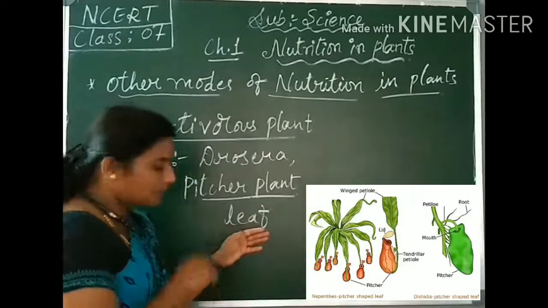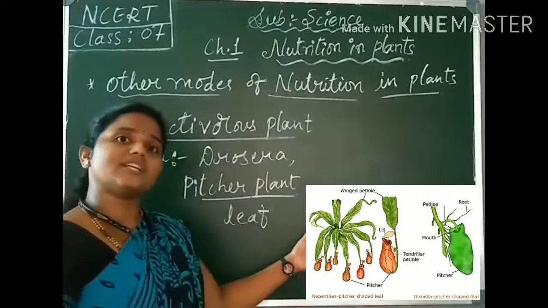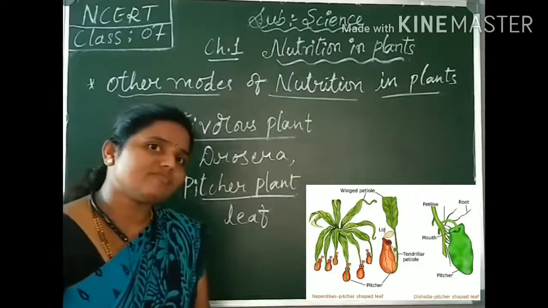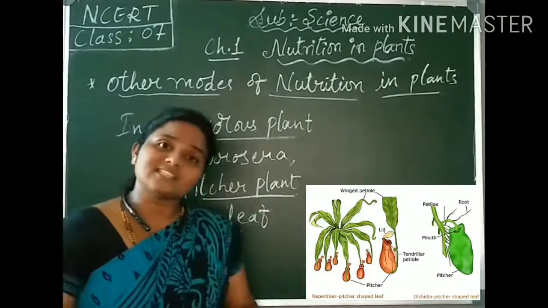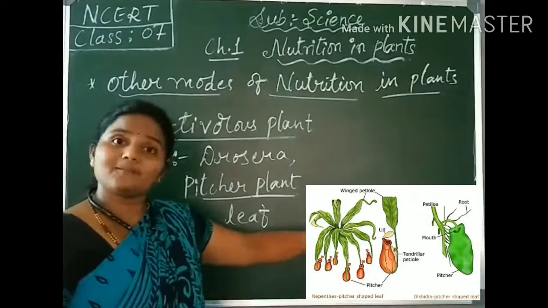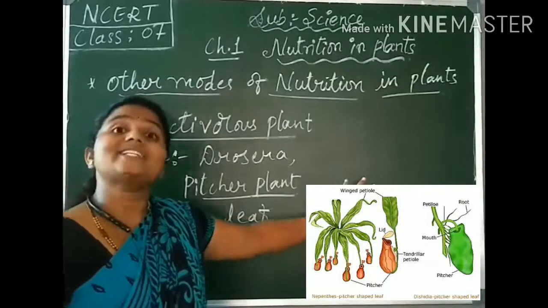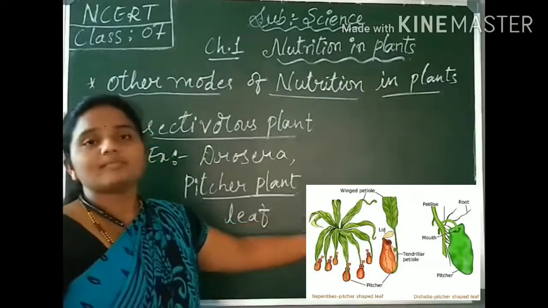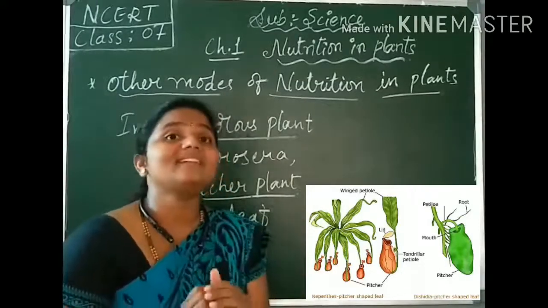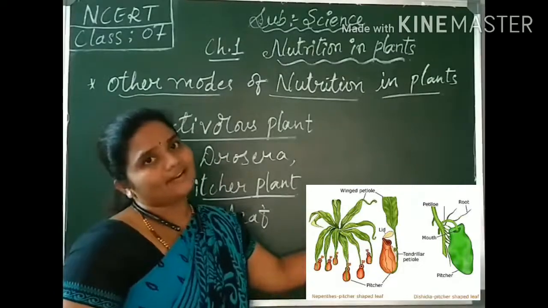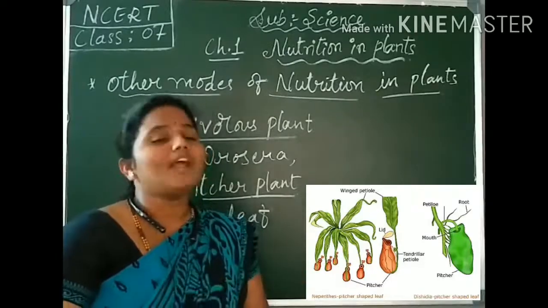And the apex of the leaf will form what, children, here? Lid. What is the function of a lid here? It is helpful in closing and opening. Whenever an insect comes to the pitcher, what happens? It is trapped inside. Inside the pitcher, what will be there, children? Hairs will be there, isn't it? Inside the pitcher, hairs are able to trap, means entangle, the insects when they enter. Then what happens? The pitcher closes, means the lid will be closed.